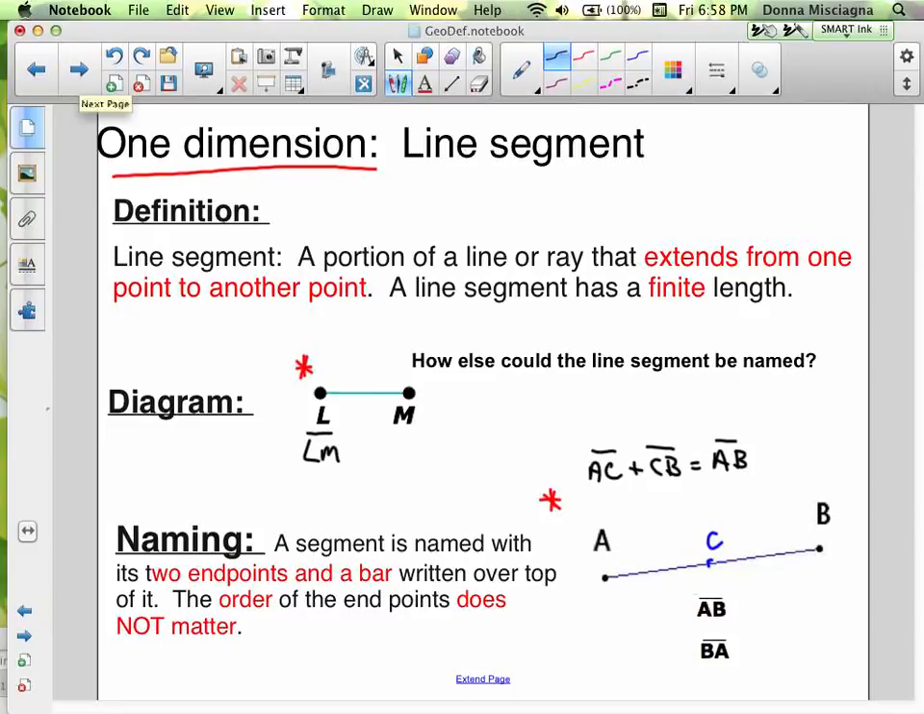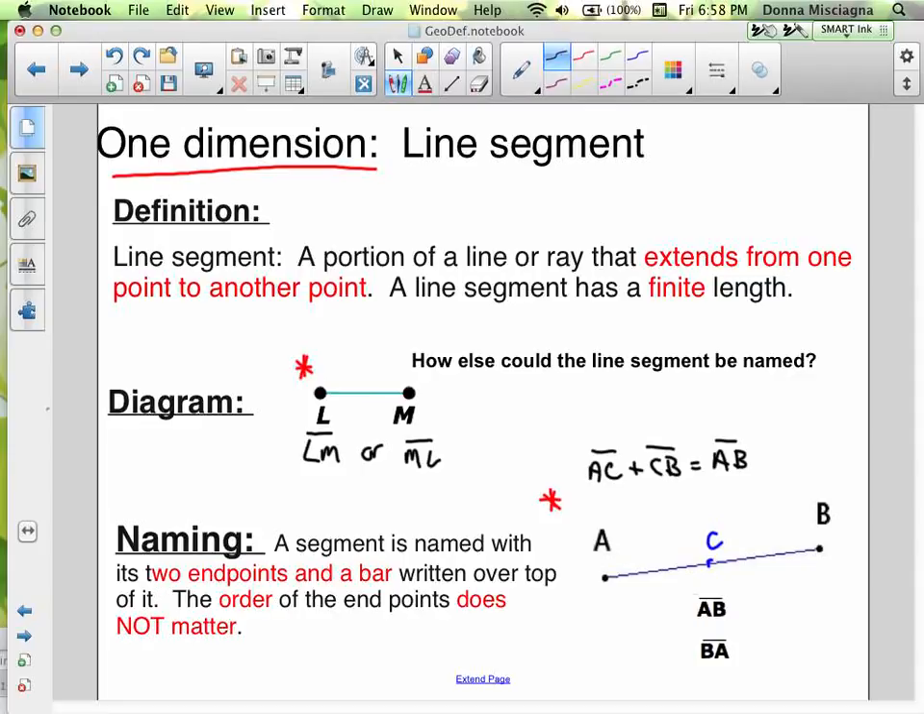Notice our symbol here is just a line, no arrows, because it doesn't keep on going. It's finite. It goes between L and M. We could also call this line segment ML, with the line having no arrowheads. So a segment is named with its 2 endpoints and a bar written over top of it. The order of the endpoints does not matter, but it does have to be the endpoints.